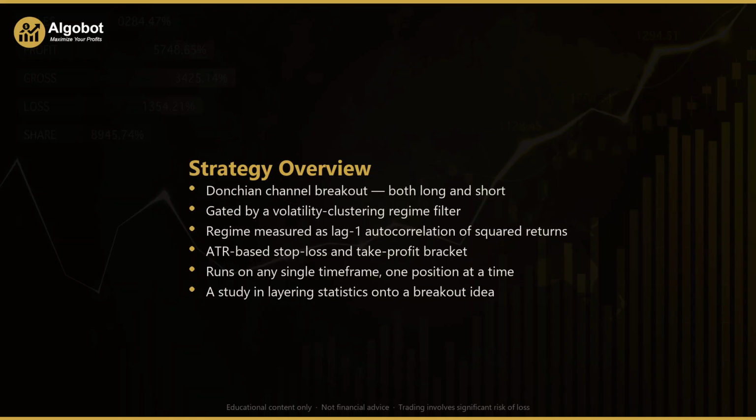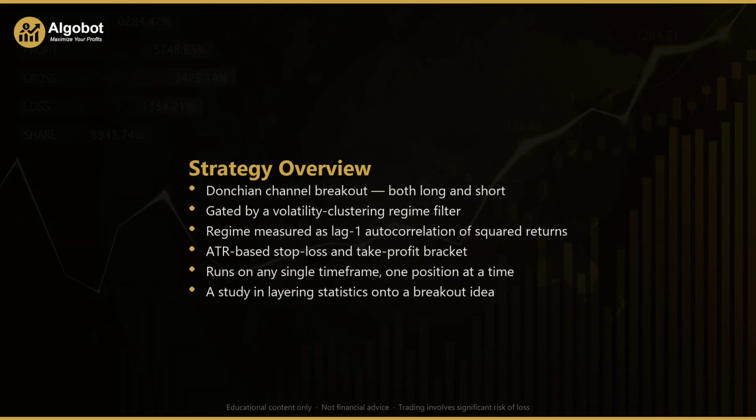At its heart, Clustered Volatility Breakout is a Donchian channel breakout system. A Donchian channel simply tracks the highest high and the lowest low over a recent window of bars, forming an upper and a lower boundary around price. When price closes decisively beyond one of those boundaries, that is a classic breakout signal. But breakouts have a well-known weakness. Many of them fail and snap straight back.